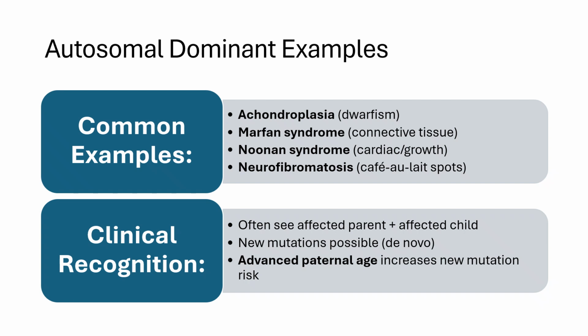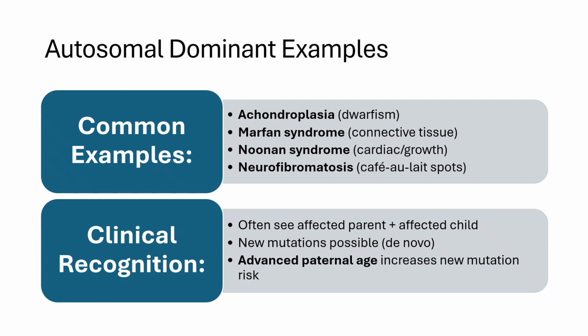One mutated gene copy is enough to cause disease. Each affected individual typically has one affected parent, and there's a 50% chance of passing the mutation to each child. This risk is independent with every pregnancy. Most autosomal dominant conditions show vertical transmission, meaning the condition appears in successive generations. Both males and females are affected equally because the genes involved are on autosomes, not sex chromosomes.